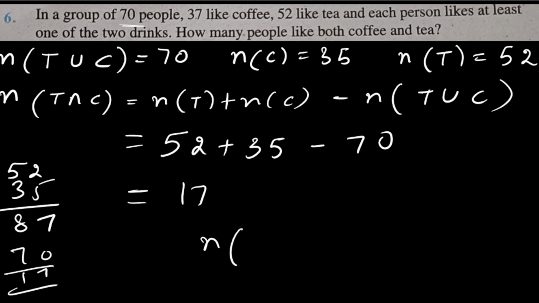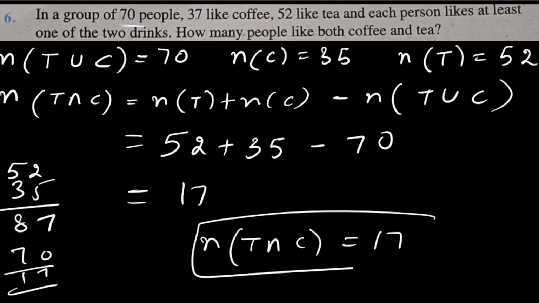That means how many people like both tea and coffee? So 17 people like both tea and coffee. That means their intersection is equal to 17. Number of elements in their intersection is equal to 17.